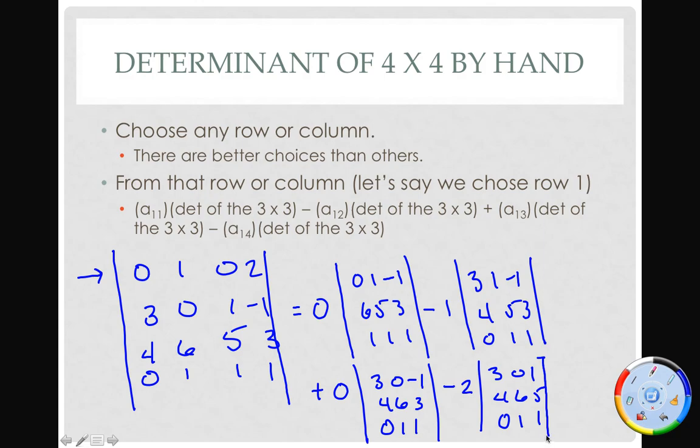Oops. Well, you've got to remember, finding the determinant of a 3 by 3 matrix does the same kind of thing. But notice here, the zeros actually cancel this out and they cancel this out. So you're only left with these two things to do.